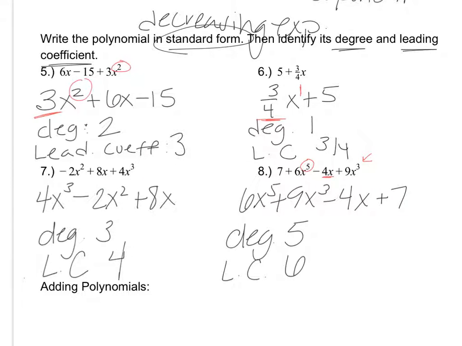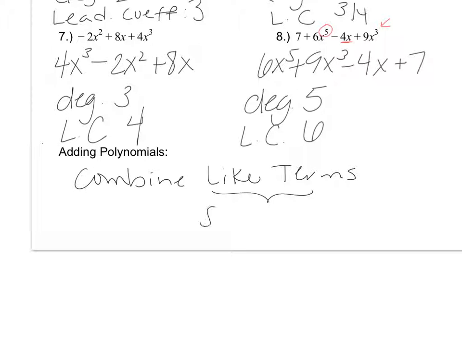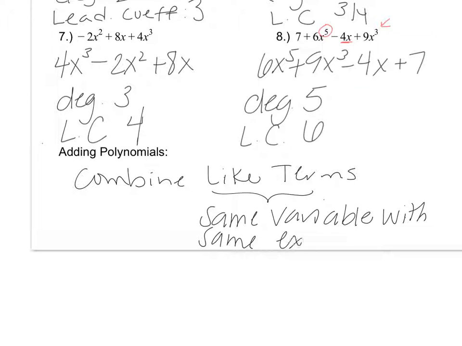Okay, now the main purpose of this section is to work on adding and subtracting polynomials. So when we're adding two polynomials, we need to remember to combine our like terms. And like terms means that they have the same variable, which is the letter, with the same exponent.